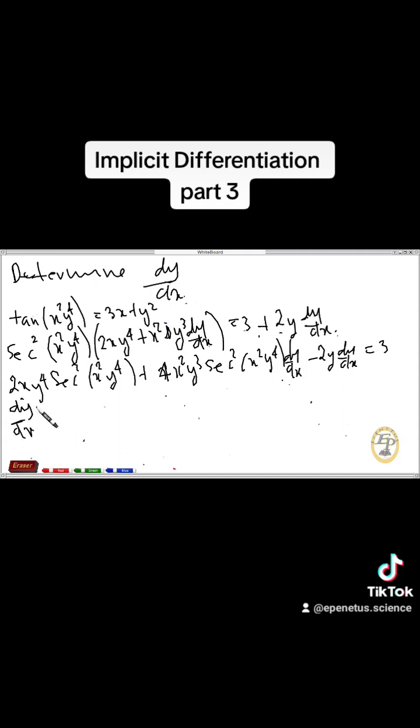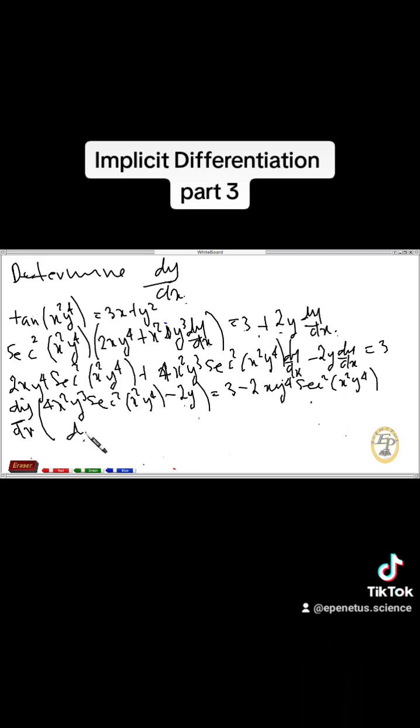I'll be equal to 4x squared y cubed sec squared x squared y to the 4 minus 2y is equal to 3 minus 2xy to the 4 sec squared x squared y to the 4.